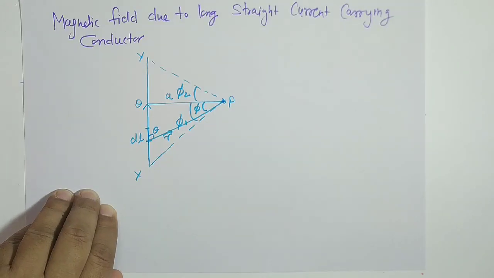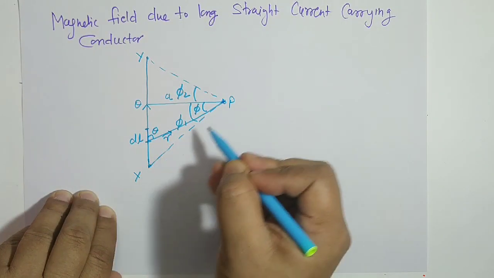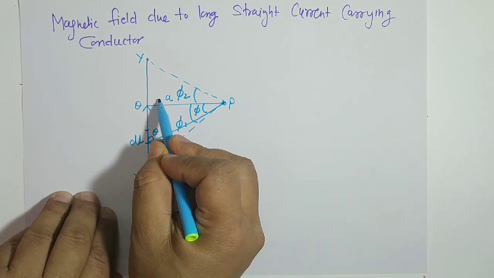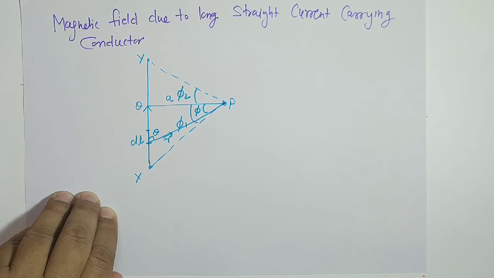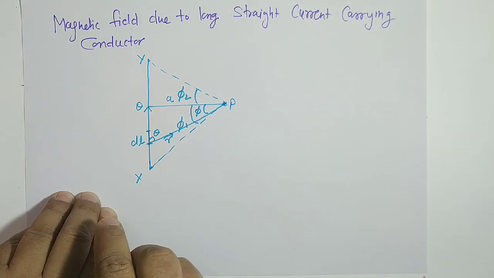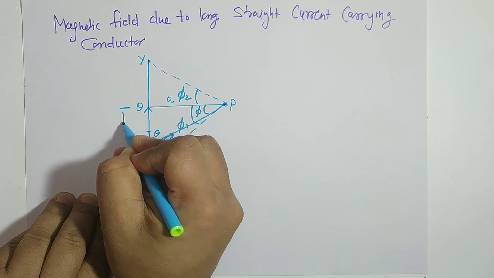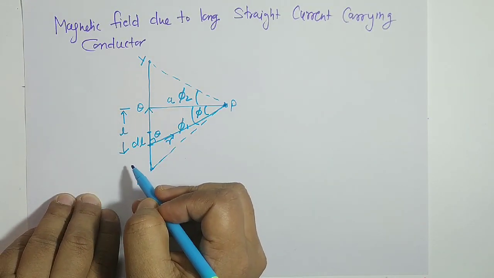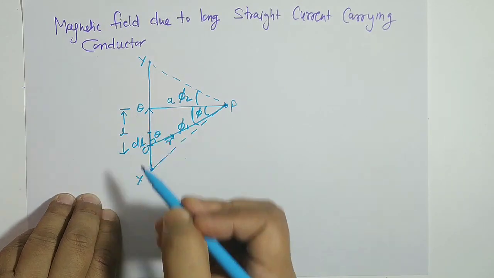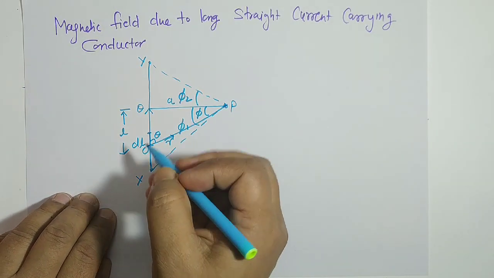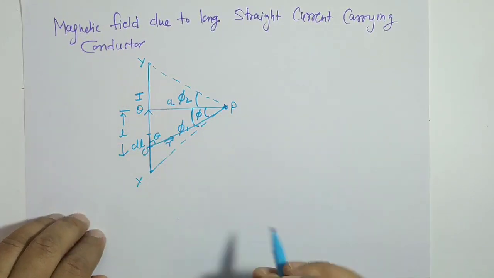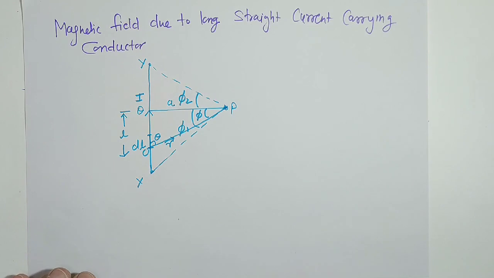So again, repeating: two ends are connected with point P. The angles are phi 1 and phi 2. This is the perpendicular distance A of point P, this is R from the DL vector, and this length from O to Q is L. The current in this conductor is I. So you have to find the magnetic field intensity at point P.